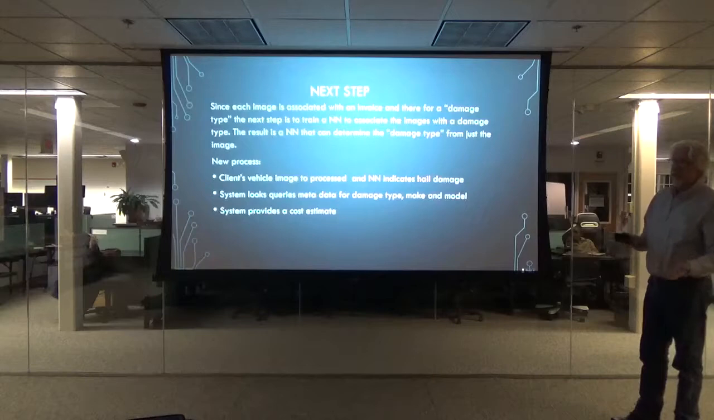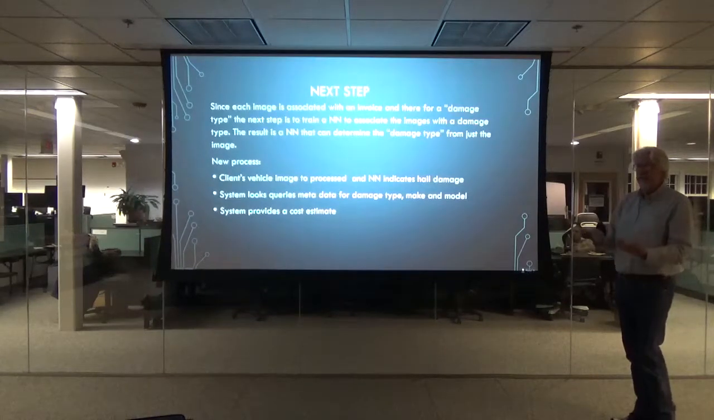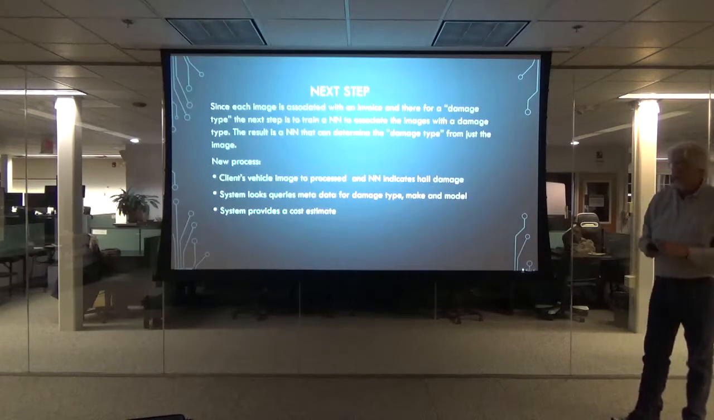But the thing is, when you train it, you have to take bumper damage and assign a number to it. All those features have to have a number to them because you can't give it text. It doesn't train off of text.